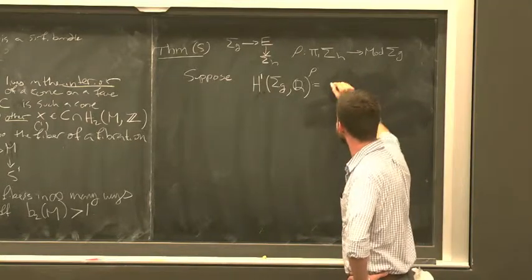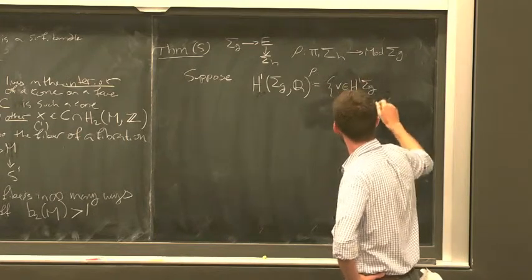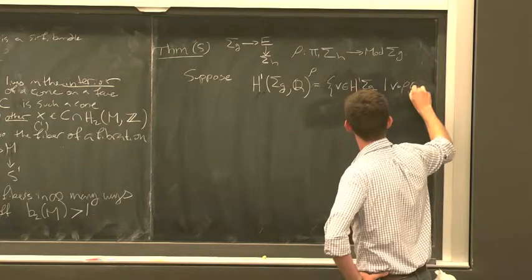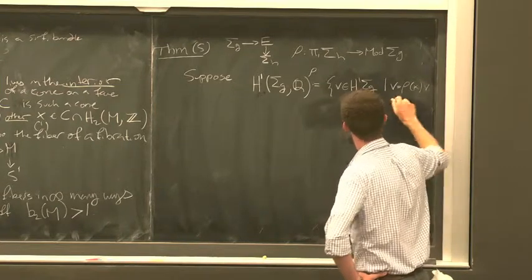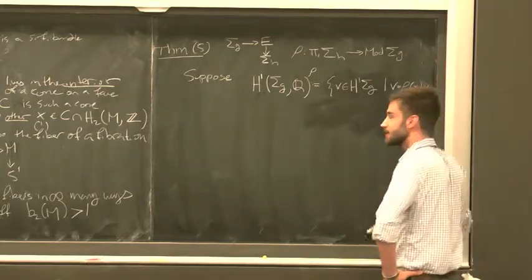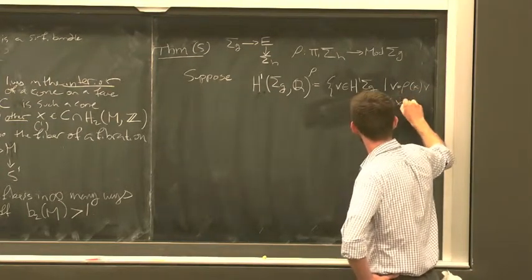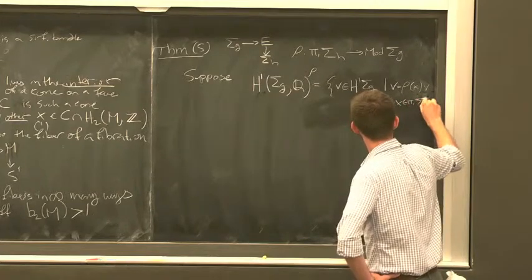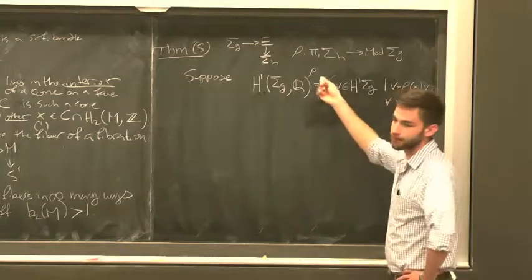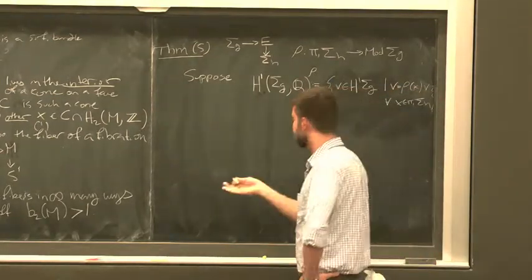So this is just the set of v in H1 of sigma G such that v is fixed by all rho, so it's just globally invariant under the actions, for all x in pi 1 of sigma H. Yes, okay, great. You could also ask for the coinvariance, but we don't actually need to do this.